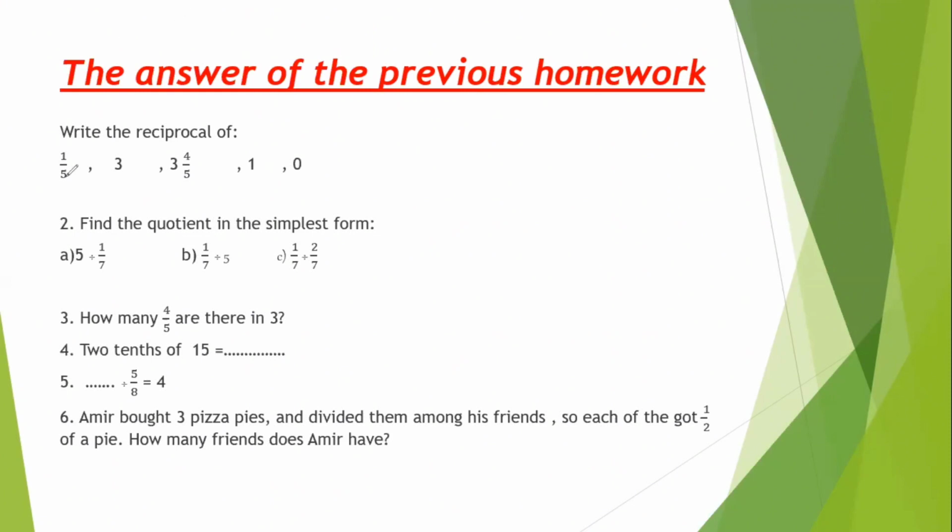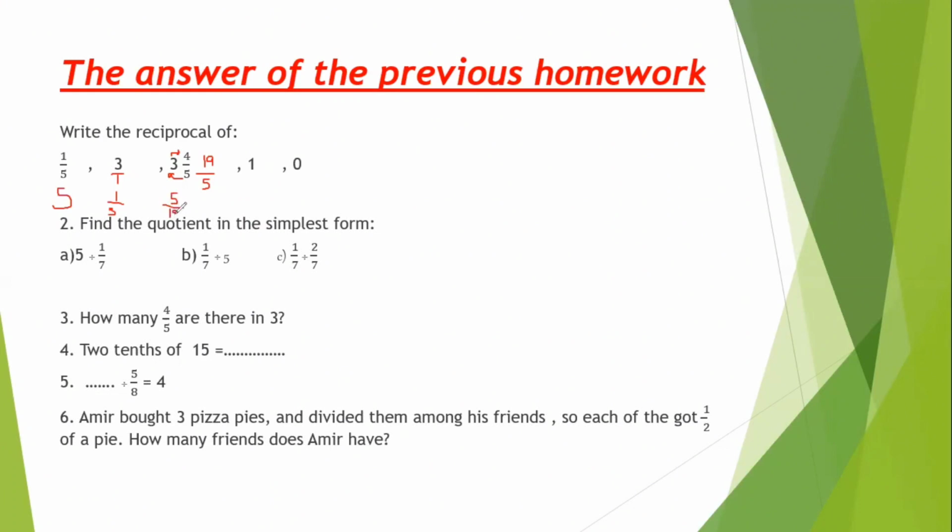The reciprocal of 1 over 5 is 5 over 1. Reciprocal of 3, this is 3 over 1. It will be 1 over 3. To get the reciprocal of 3 and 4 fifths, first, let's convert the mixed number to an improper fraction. 5 times 3, 15. 15 plus 4 equals 19 out of 5. The reciprocal is 5 out of 19.